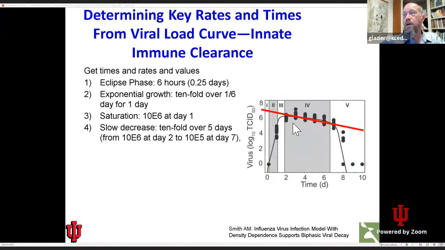And now during this longer period of time, we have a decrease from about 6 to about 5. So we have a tenfold decrease. And how long does it take? It takes 1 day, 2 days, 3 days, 4 days, 5 days. So we have a tenfold decrease over 5 days. Remember, we had a 1,000-fold increase over 1 day. Now we have a tenfold decrease over 5 days.